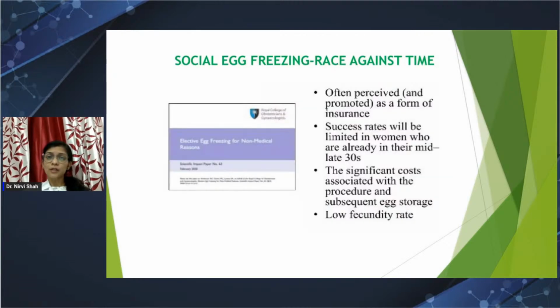Social egg freezing, a race against time. Yeah, so this is one of the things which is routinely done now for women who are in their early 30s, not yet decided about marriage, or though married but still not decided about planning a baby. So they can do this egg freezing so that we can freeze the quality of the egg when the age is young.